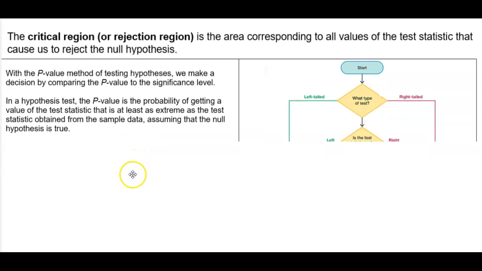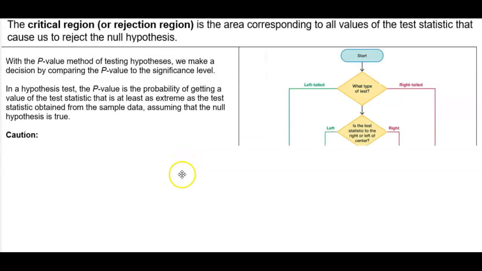Now, with the p-value method of testing hypothesis, we make a decision by comparing the p-value to the significance level. Now remember, the p-value is the probability or the area that's in the shaded region. So in a hypothesis test, the p-value is the probability of getting a value of the test statistic that is at least as extreme as the test statistic obtained from the sample data, assuming that the null hypothesis is true.